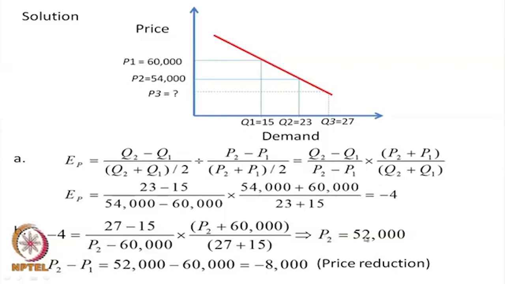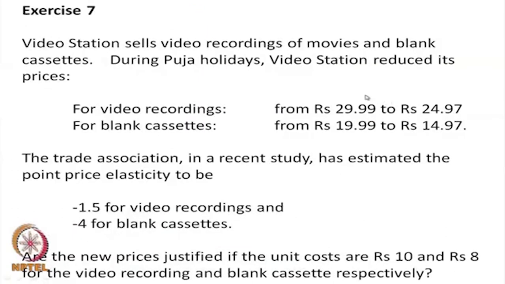This expression gives a value of P3 equal to 52,000, P3 minus P1 is equal to minus 8,000. That means, a further discount of 8,000 rupees per brake assembly should be given, and that will enable the manufacturer to sell out its remaining 27 inventory brake assemblies. So, this is example 6.